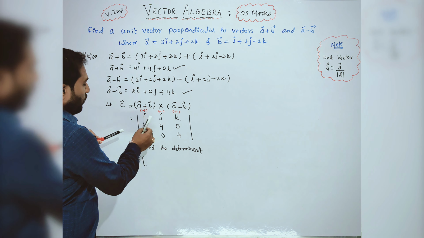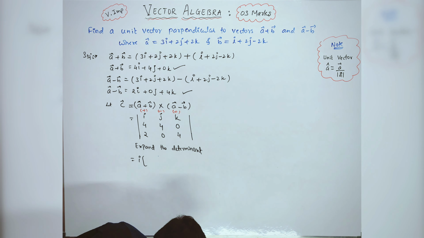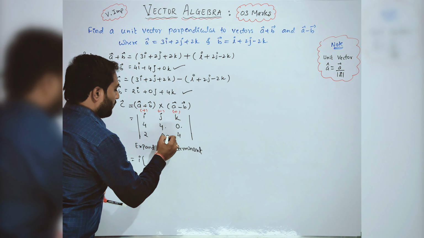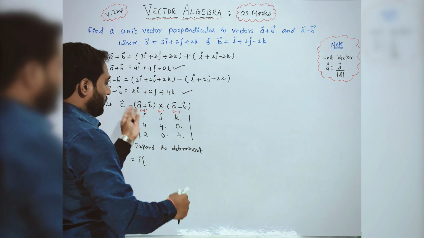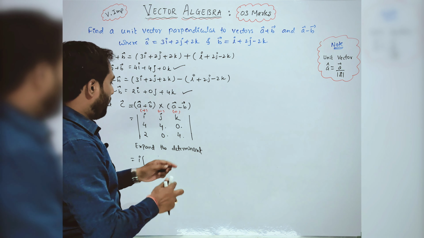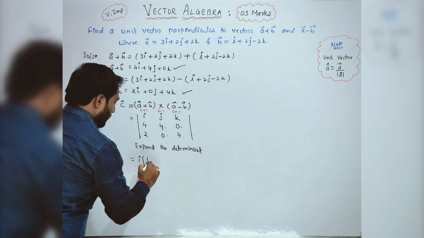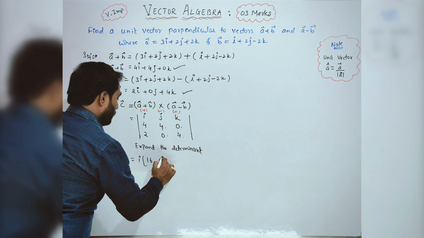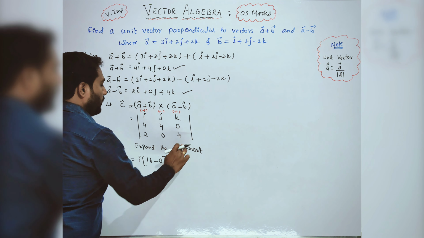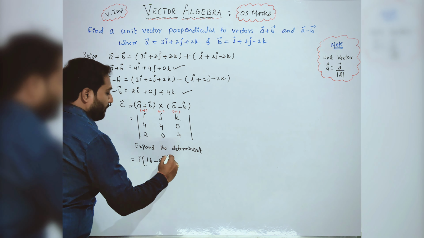You close the row and column. Here you'll remain with 4 elements. Left minus of right: left is 4 into 4, 16. In between, minus compulsory. This is a formula. 0 into 0, 0. Is it okay now? Next, minus j.